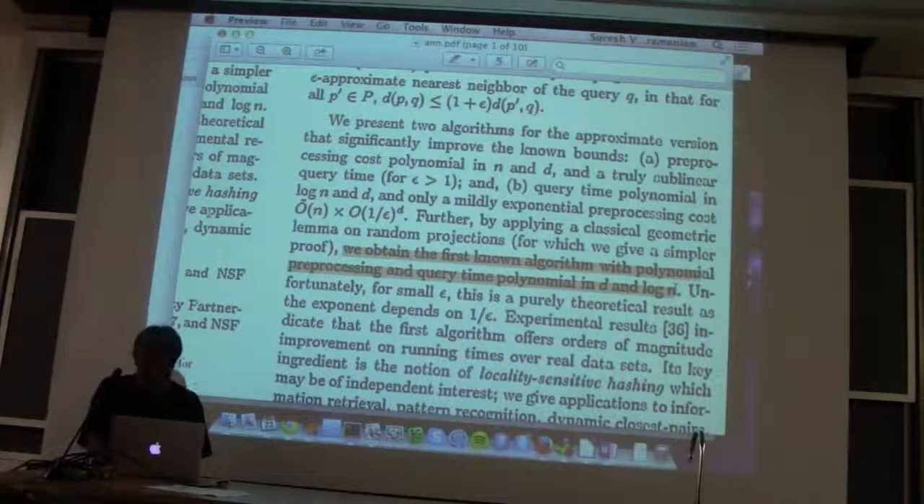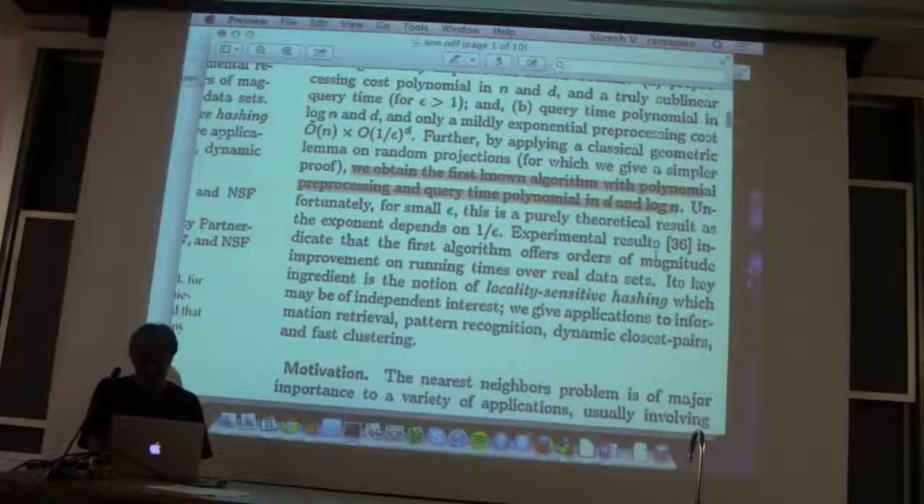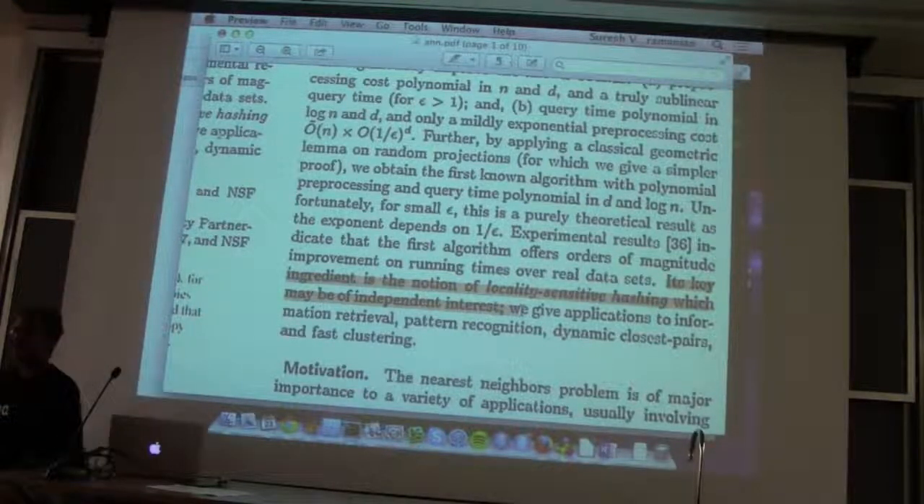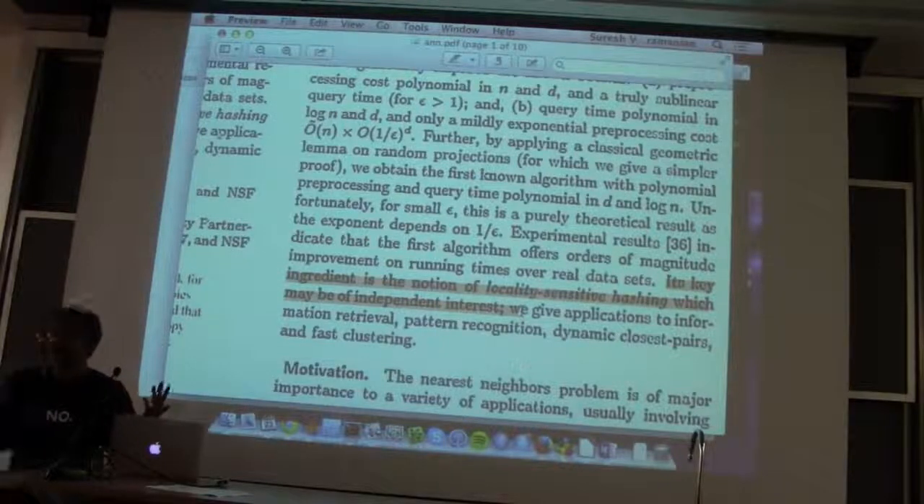Okay? And again, they repeat some stuff, so now here's something interesting. Its key ingredient is a notion of locality sensitive hashing that may be of independent interest. So now they've added another twist. Okay, we give these two algorithms, we speed up the running times, and now we introduce this idea called blah, blah, blah. So now you know something more about it. You also know something more about the context, you know about the history.